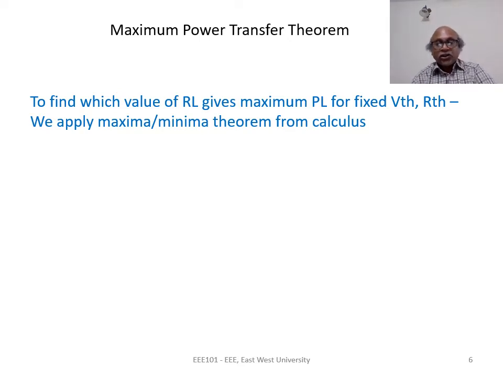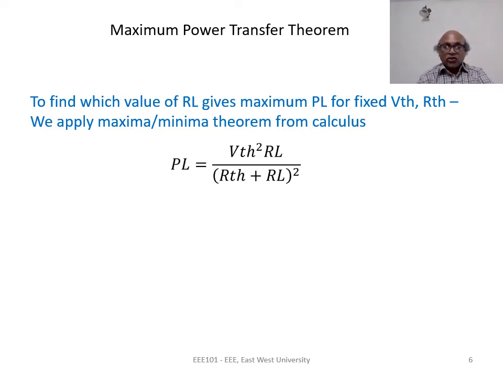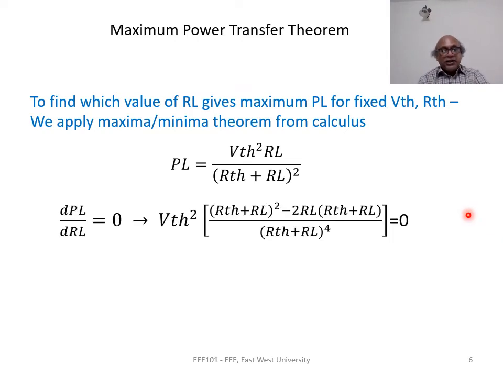If PL is a function of RL, as shown here, PL will be either a maximum or a minimum when the first derivative of PL with respect to RL is 0. When this condition is satisfied, PL is either a maximum or a minimum. From physical conditions, we know that this PL as a function of RL does not have any minimum. It only has a maximum. So this first derivative equal to 0 condition will identify the maximum.